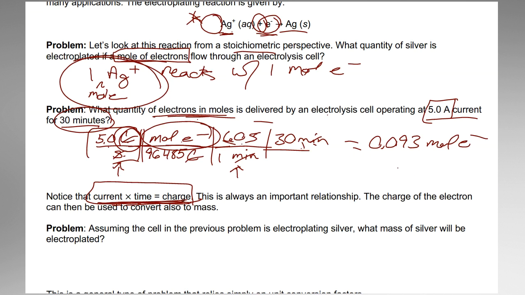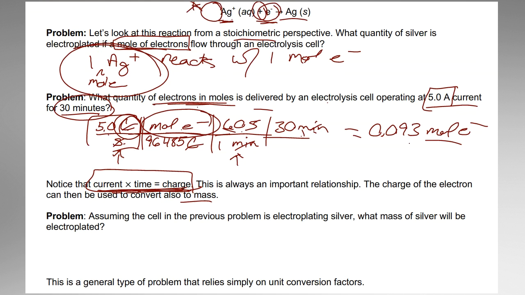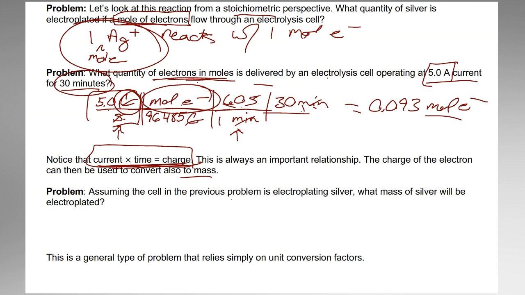In this case, we went from charge to moles of electrons. You could also use that to convert to mass, right? As long as you've got quantities, once you're into moles, you can use mole as a sort of shared currency to go in many, many different places. So now if we assume the cell in the previous problem is electroplating silver, what mass of silver will be electroplated? This problem is now super easy, right?